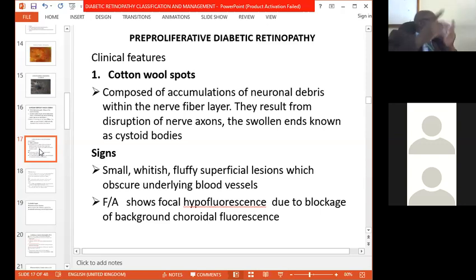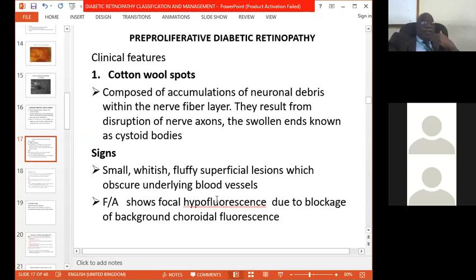Pre-proliferative diabetic retinopathy, remember we did the classification? Clinical features of the pre-proliferative stage: cotton wool spots composed of accumulations of neuronal debris within the nerve fiber layer. They result from disruption of the nerve axons and the swollen ends known as cystoid bodies. In terms of signs, you have small, white, fluffy superficial lesions which obscure underlying blood vessels.